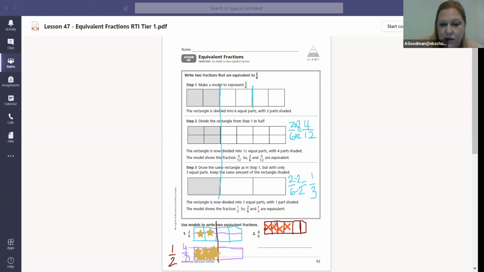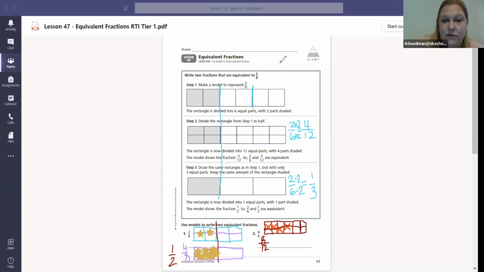Now this time we're going to draw a line down the middle. So now instead of 6, multiplying that by 2, I now have 12 equal pieces. And how many are still shaded in? 1, 2, 3, 4, 5, 6, 7, 8, which is the same as multiplying the 4 by 2 and the 6 by 2, right? To get 8/12.